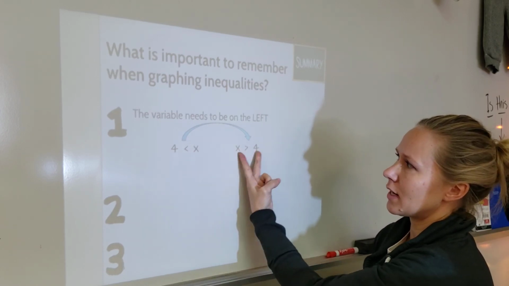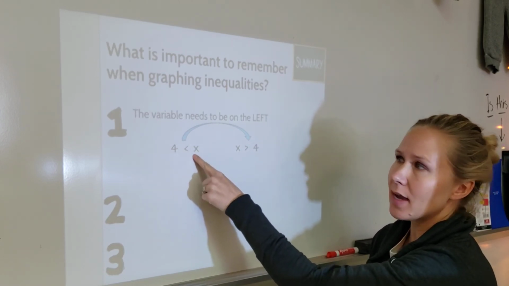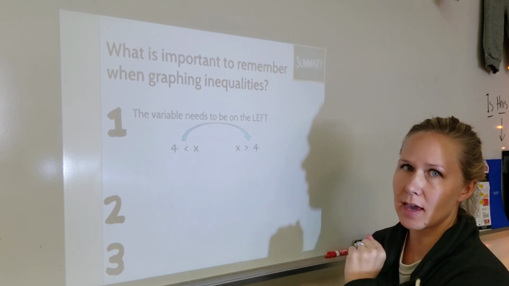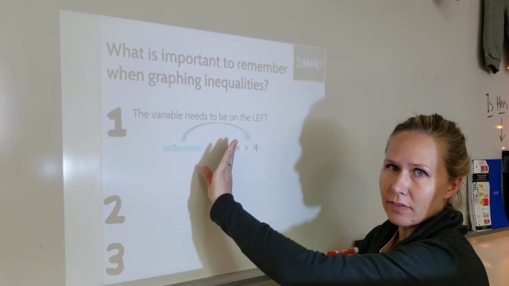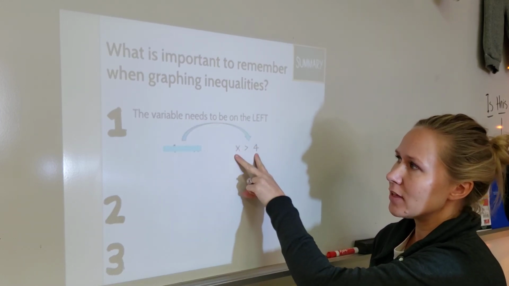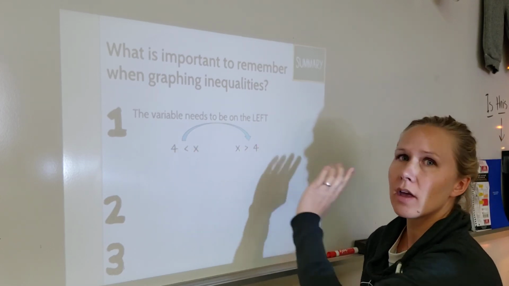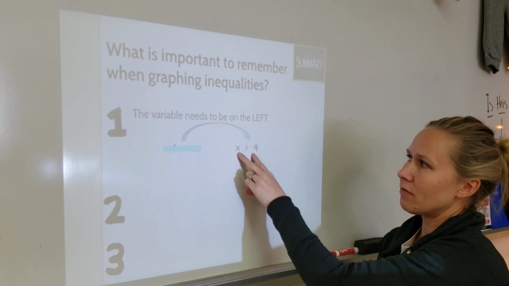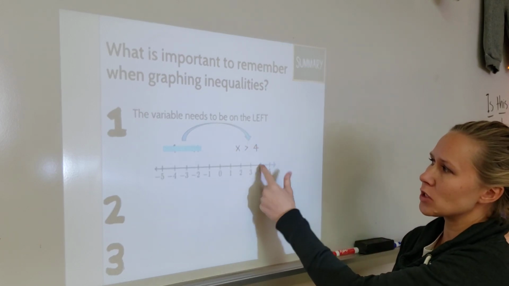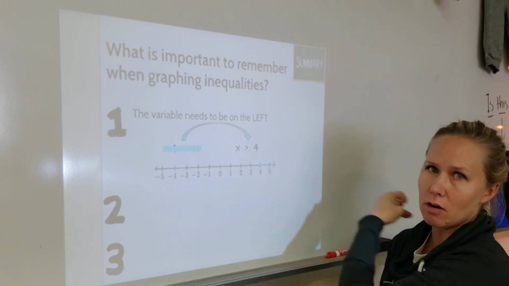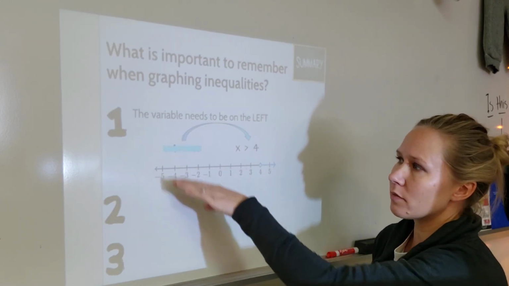I just took these and I flipped it. Do you see how the big mouth is opening to the x, and the big mouth is still opening to the x here. So no more of that. Take that away, reverse it, okay? These are saying the same thing. If 4 is less than x, then x is greater than 4. They're equivalent. It's just I gotta have the x first, and then I can go open circle and shade the direction of the arrow, okay? So you always want the variable on the left.